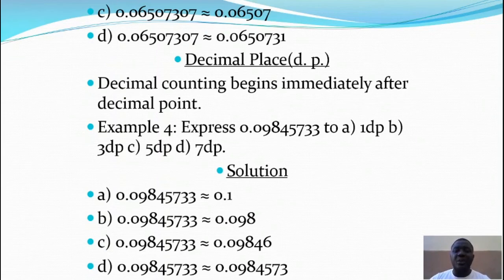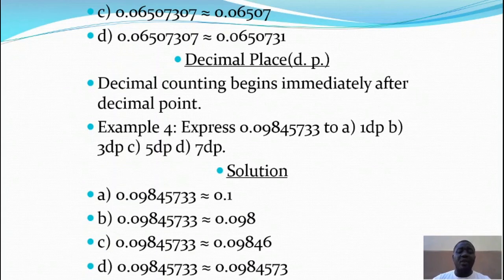So you look at 1, they said we should express 0.09845675733 to A, 1 decimal place, B, 3 decimal places, C, 5 decimal places, and D, 7 decimal places. So when I count the 1 decimal place, the second 0 becomes my required point, and 9 is among the 1. So add 1 to that 0, it becomes 0.1. So the B aspect said 3 decimal places. So when we count 3 decimal places, we find out that 8 is our required point.